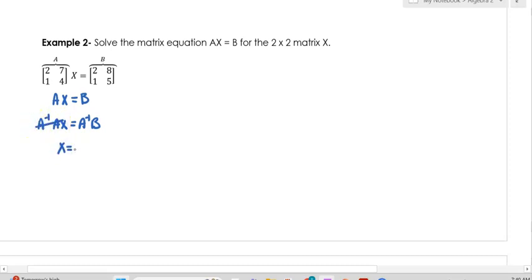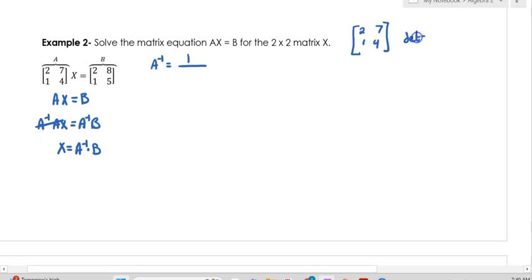So it tells you that matrix X is the inverse of A times B. And you do it in that order. Okay, so let's figure this out together. So if we want to find the inverse of matrix A, first we need 1 over the determinant. So I'm going to find the determinant of A. Keep in mind, A is this 2, 7, 1, 4.